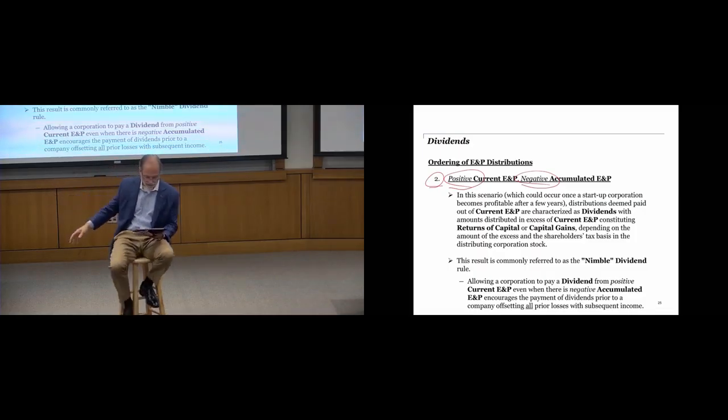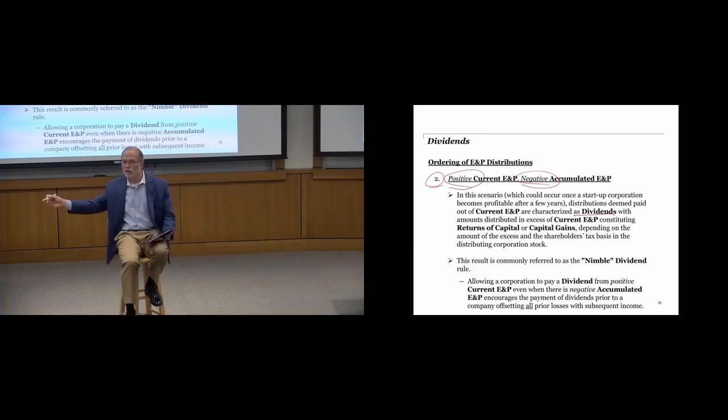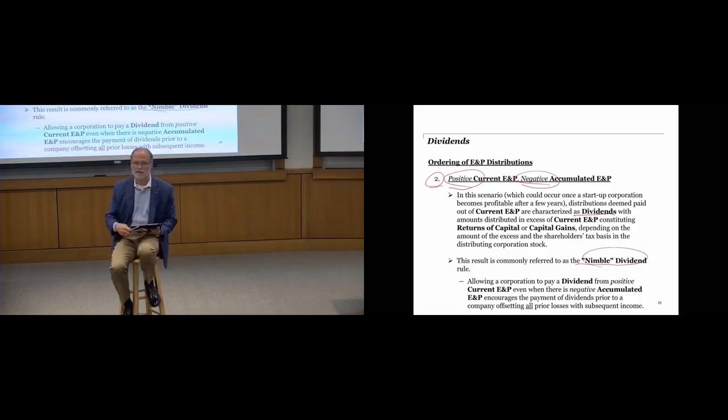Okay? So these are characterized as dividends. So if that company makes a distribution in the current year, the distribution is characterized as dividends up to current E&P, and amounts distributed in excess of current E&P jump over accumulated E&P because it can't make a distribution out of a negative number. I go straight to return of capital, to the extent of my tax basis, then any remainder goes to capital gain. Okay? This is referred to in practice as a nimble dividend.